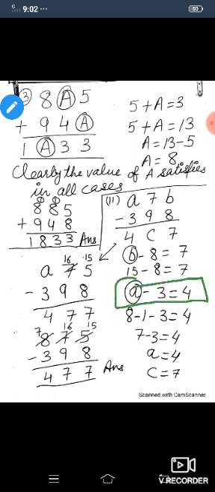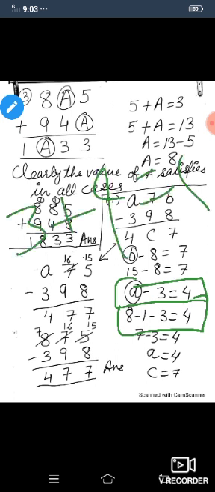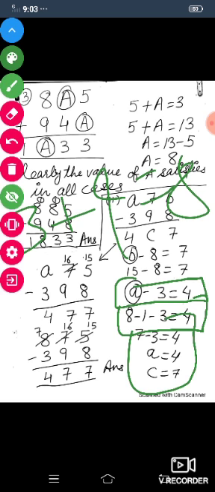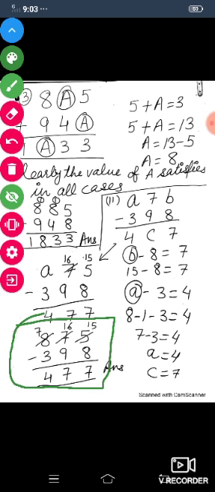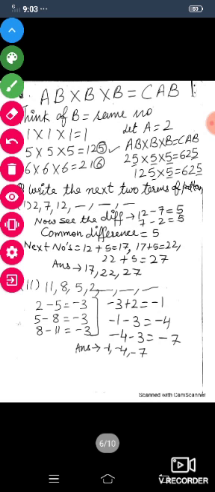But here A is not complete because A has given 1 to 6 so that the number becomes 16. It means 8 minus 1 minus 3 is equal to 4. So 7 minus 3 is equal to 4. So A is equal to 4, C is equal to 7 and class, we have found out B is equal to 5. So clearly 875 minus 398 is equal to 477. Now this is the sum.